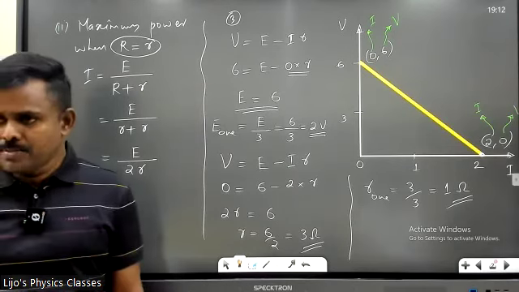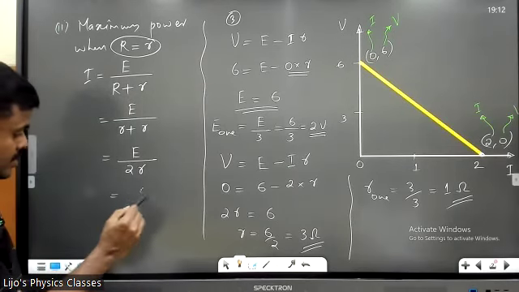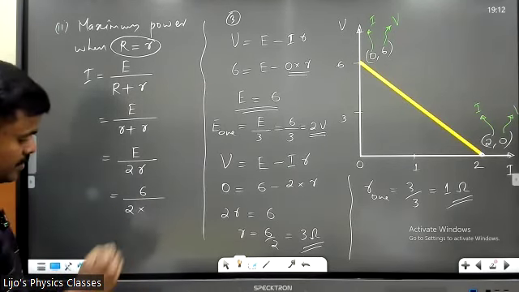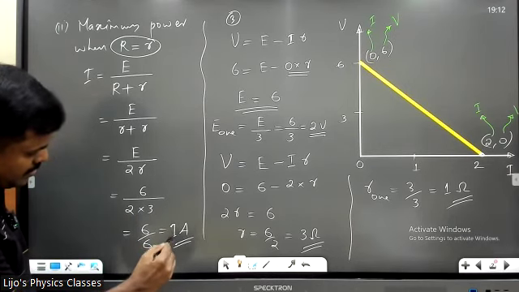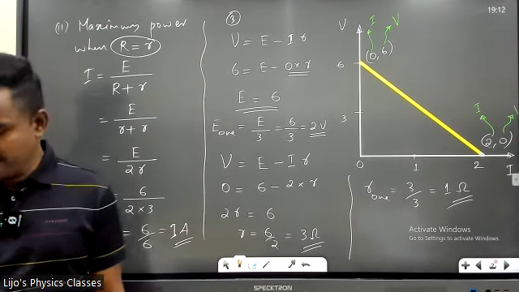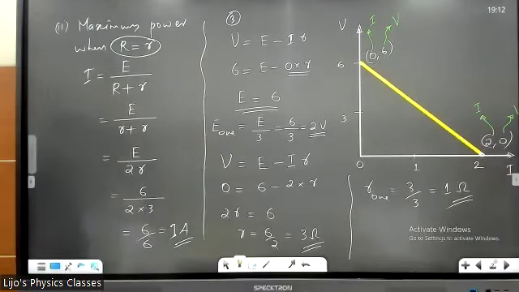I is equal to E by 2R, so 6 divided by 2 into R is what? That is 3. It is equal to 6 by 6, that is equal to 1 ampere. So maximum current is 1 ampere. All of you got it?